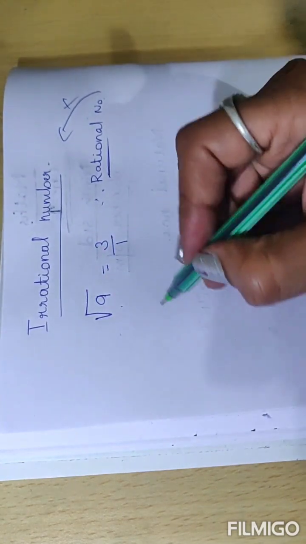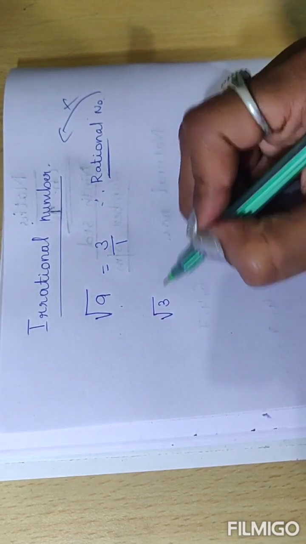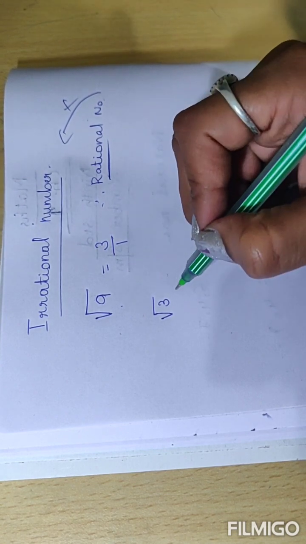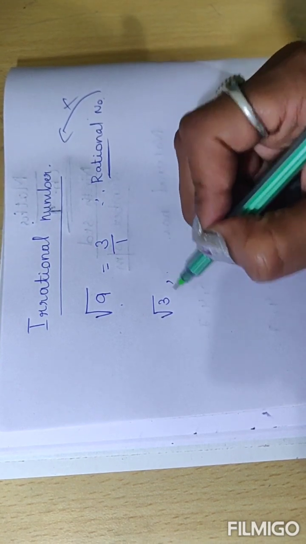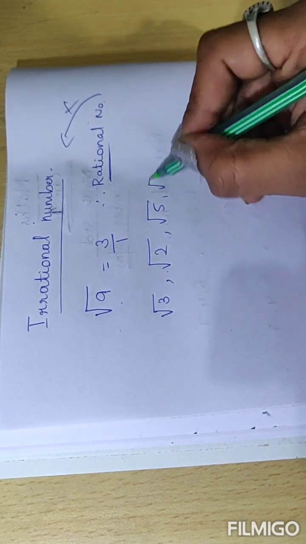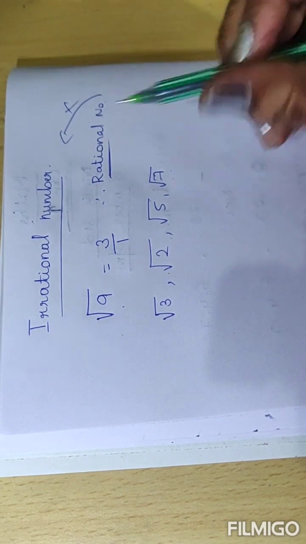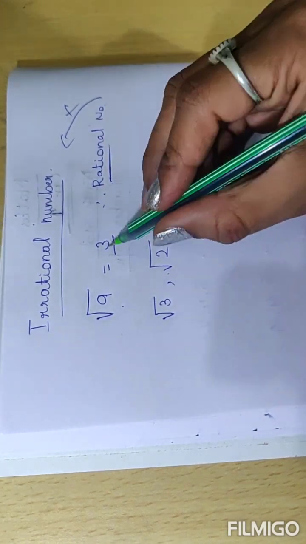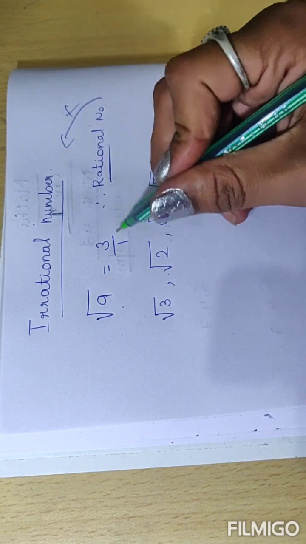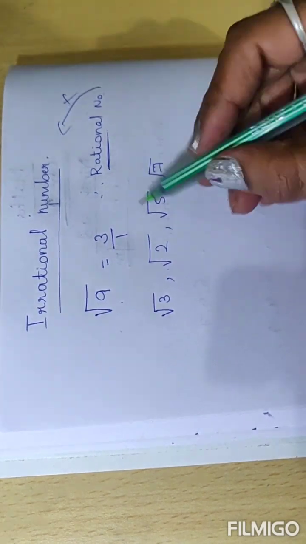So what is an irrational number? It's not a complete root. For example, root 3. Root 3 cannot be solved completely. It's an irrational number. Next we have root 2, root 5, root 7. These numbers which do not have a complete root are known as irrational numbers. And irrational numbers are those numbers which are non-terminating and non-recurring. We are going to study this further.